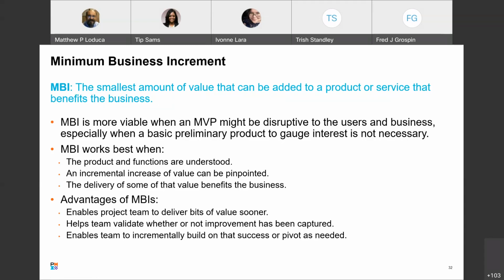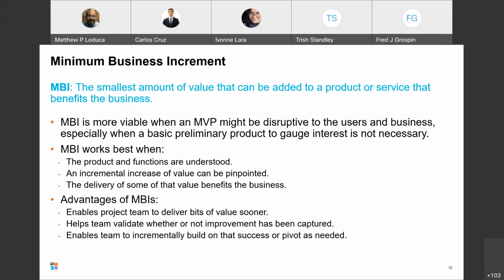It works best when the products and functions are understood. Incremental increase of value can be pinpointed. Delivery of some of that value benefits the business. Essentially, we're not delivering a minimal viable product. We're delivering pieces of it. But when it says the product and functions are understood, you're delivering some stuff, but people know what they're getting. So let's say the first thing we're going to do is allow them to enter their account information. But then guess what? You got to do this to actually order something. You got to go somewhere else. If you understand how it all works, that's great, but you're not getting exactly everything that you want, or something that's even a minimal viable product at that point.